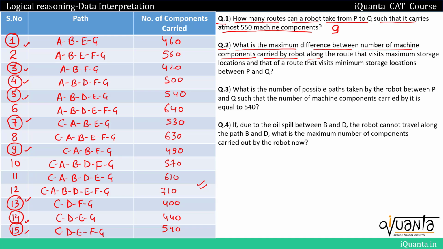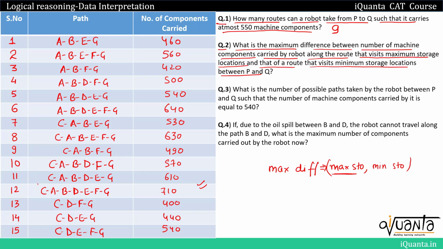Then the second question is, what is the maximum difference between the number of machine components carried by the robot along the route that visits maximum storage locations and that of a route that visits minimum storage locations between P and Q? So we have to focus upon the maximum difference between the route that visits maximum storage locations and minimum storage locations. Which is the route that visits maximum storage locations? It is route number 12, because it is going through all the locations C, A, B, D, E, F, G. It has number of components as 710.